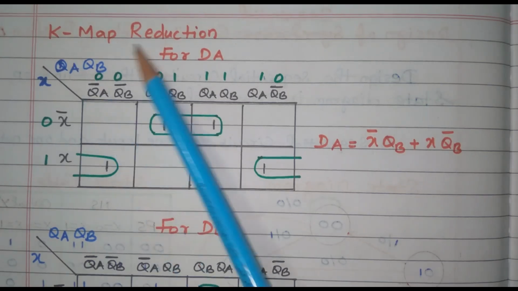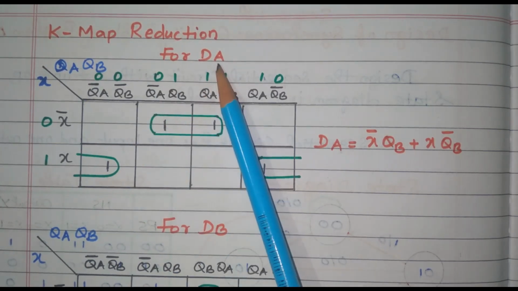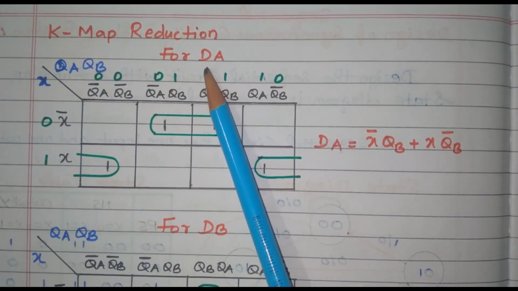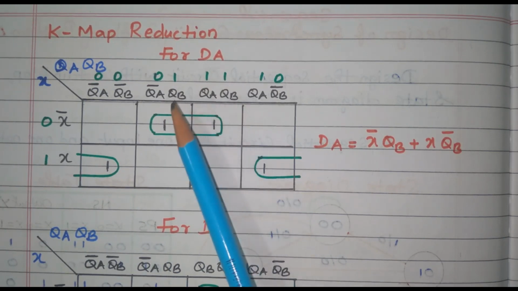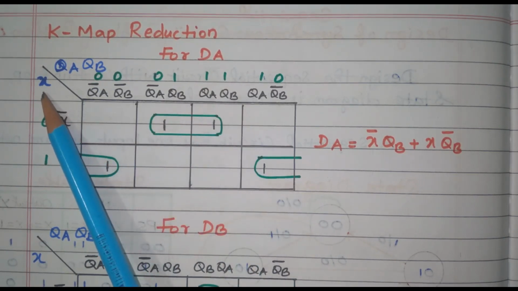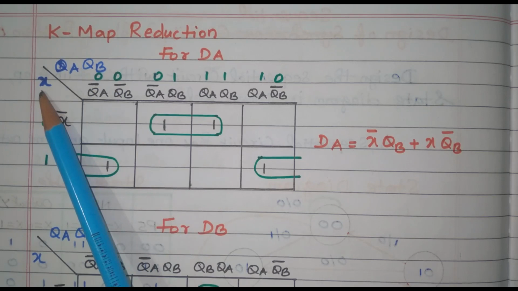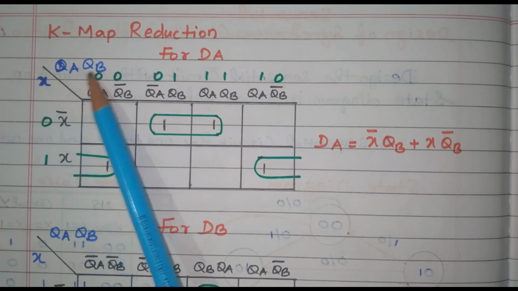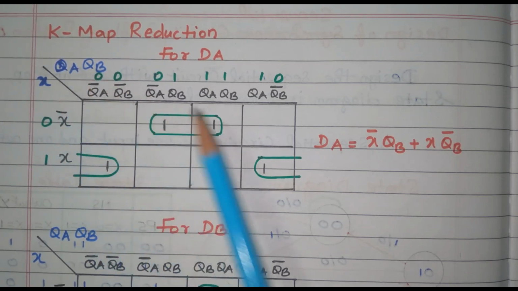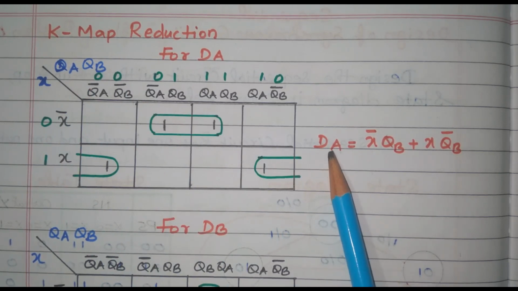So, the K map reduction. First we will go for the first flip flop, DA. This map is drawn with the inputs X, QA, QB. X is the input, and QA, QB is the current state. From that only we are going to identify the expression for DA.